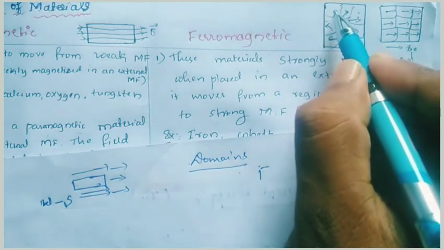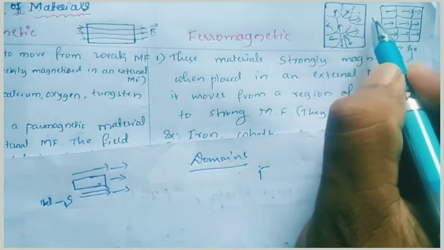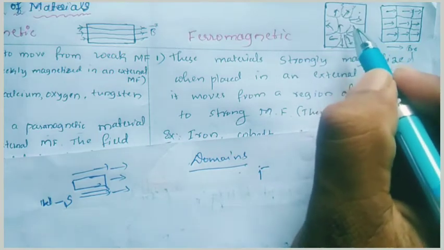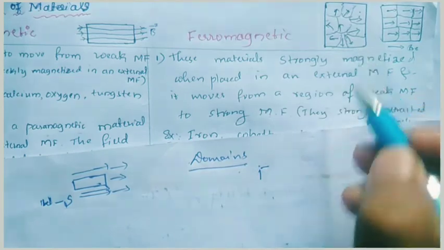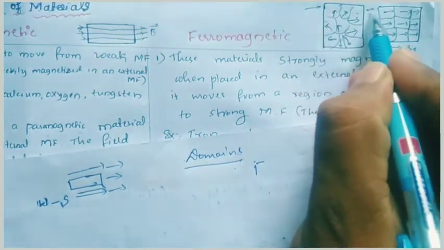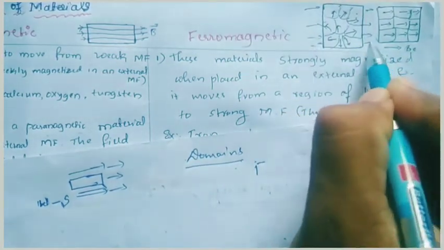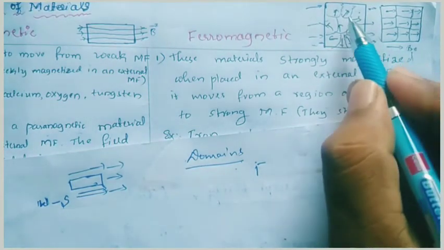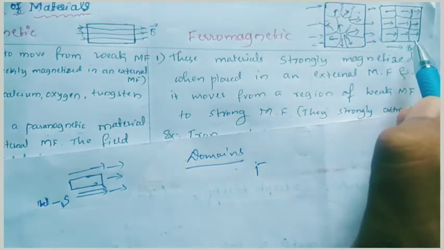Each domain has a different direction. This group of atoms will be in one direction, this group in another direction, and this group in another. But each group has a different direction. So when you take this material inside the external magnetic field, these domains will move in the same direction. All domains will take a moment in the direction of the external magnetic field.